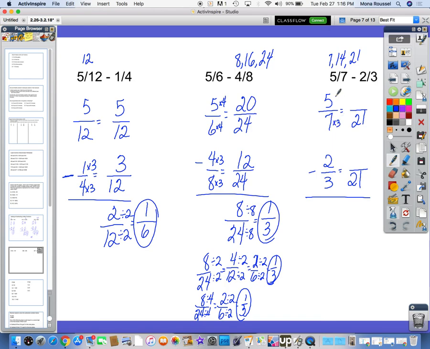7 times 3 gives us 21, so 5 times 3 would give us 15. 3 times 7 is 21. So 2 times 7 would give us 14. We're subtracting. 15 minus 14 is 1/21. It's not improper, and that cannot be reduced. So 1/21 is the final answer.